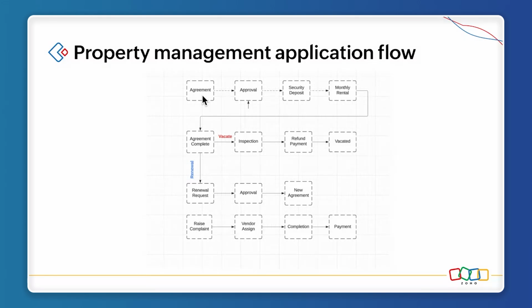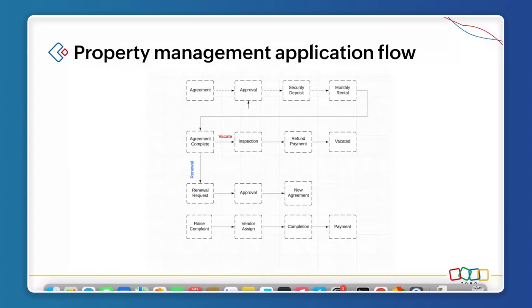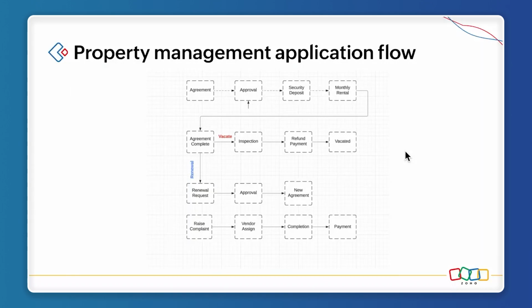And once the agreement is created, it goes for the approval process where the owner will check the agreement and all the terms and conditions. And then once he or she approves the agreement, it goes to the tenant. The tenant will be checking the agreement, and they will be agreeing to all the terms and conditions mentioned by the owner. Once they read through the agreement, they can go ahead and approve it, right?